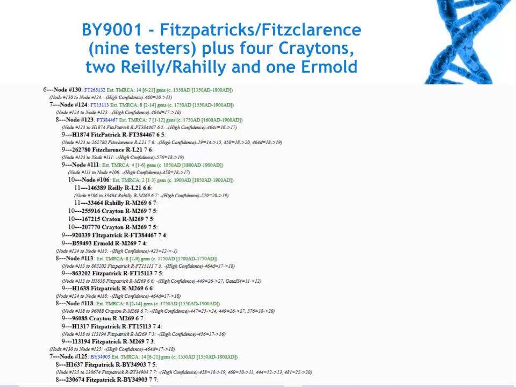Here's a chart produced by SAP. This is an HTML version, and it shows you the progression of YSNPs and YSTR mutations. And this is a pretty solid Fitzpatrick surname cluster being developed. There's 9 testers. 8 of them are Fitzpatrick. One's a Fitzclarence, which probably is a Fitzpatrick MPE event. But then there's 4 Creightons, 2 Rileys, and 1 Ermold.